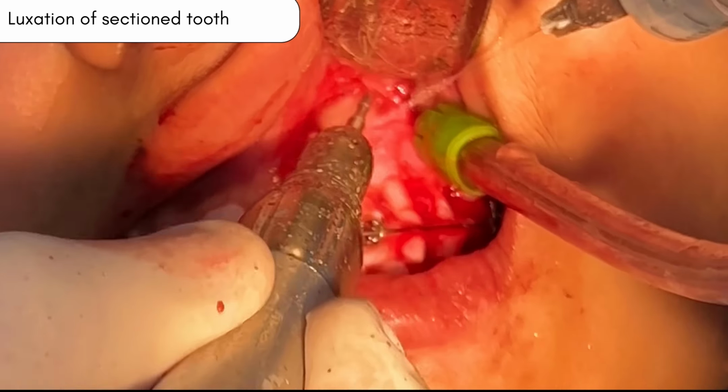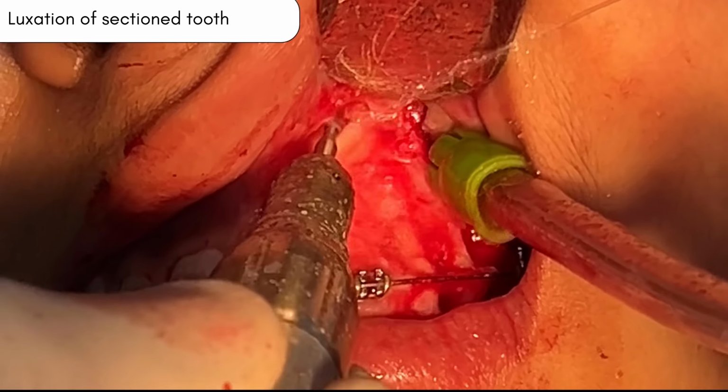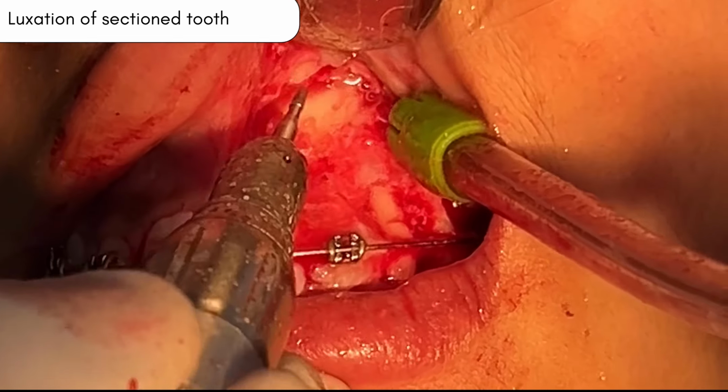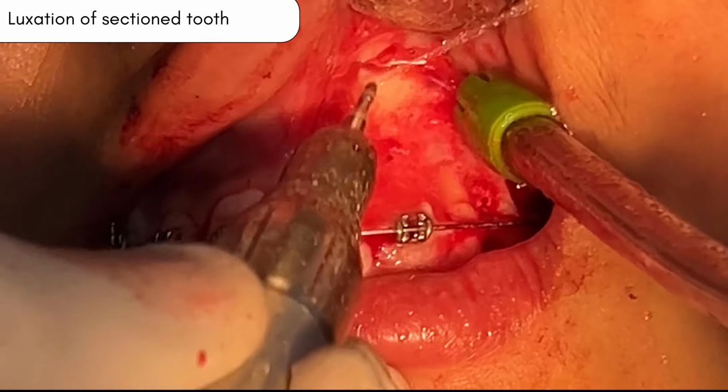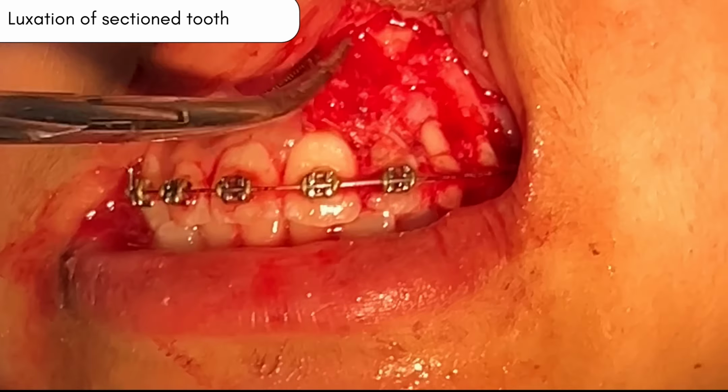Since we sectioned the tooth, you can see here we are now enlarging the window further so that luxation can be carried out more easily. The tooth can be removed so that enough space is provided.